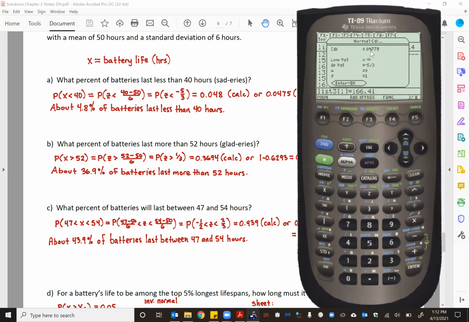There it is, 0.04779. I've rounded it to 0.048. Which is good. All right, let's do that problem again.